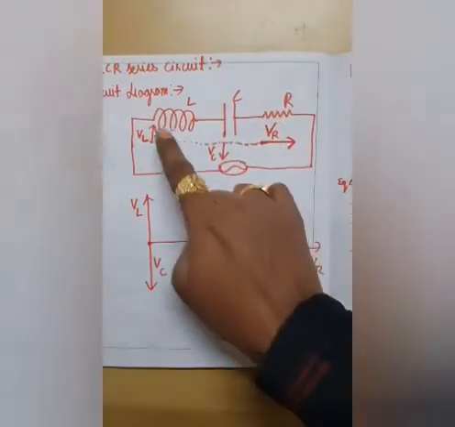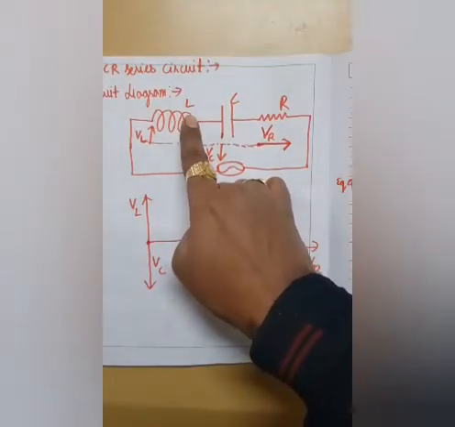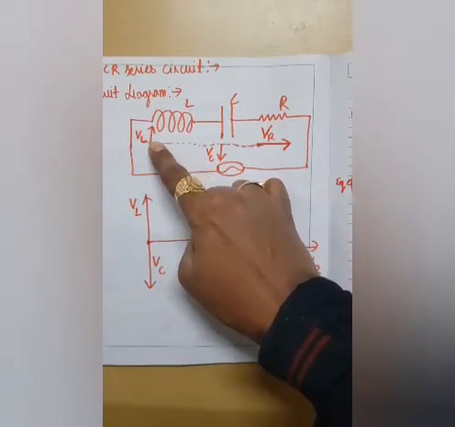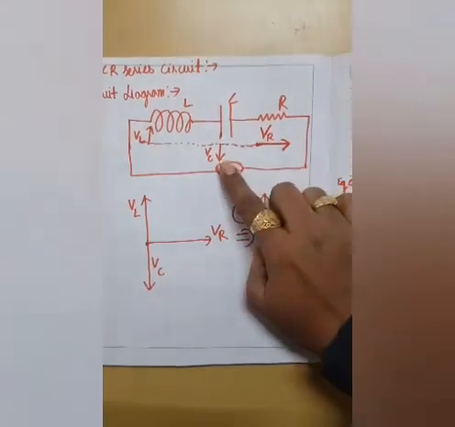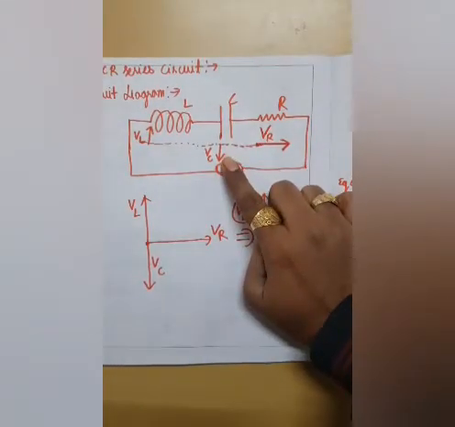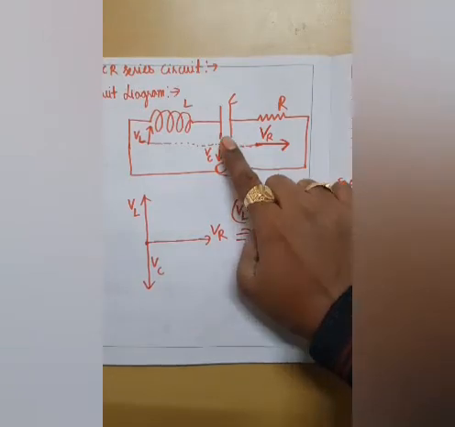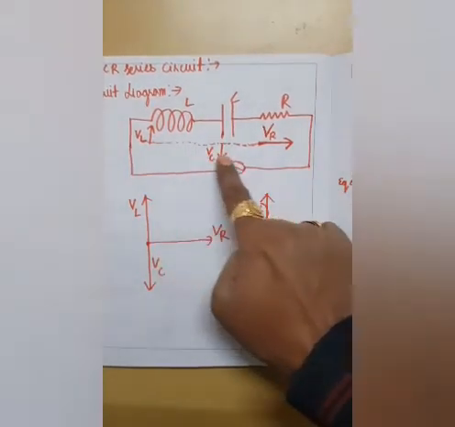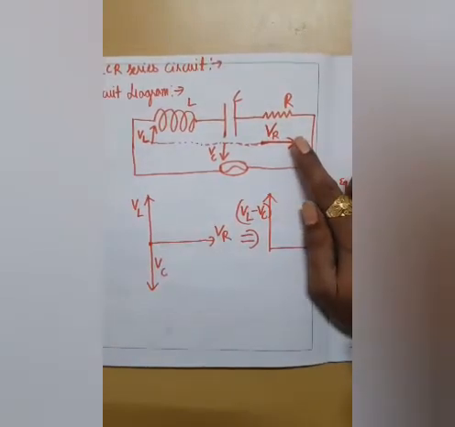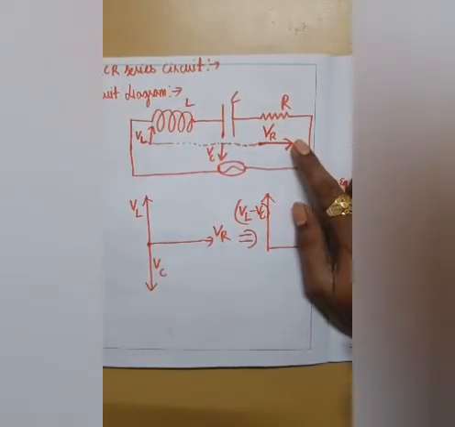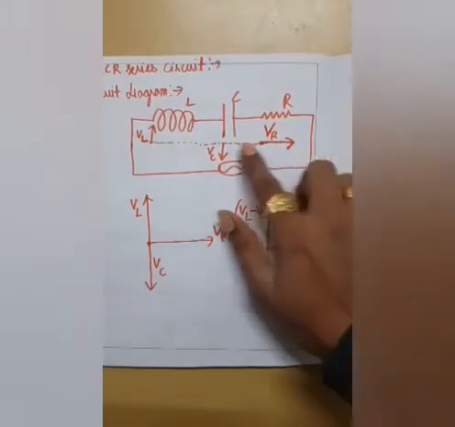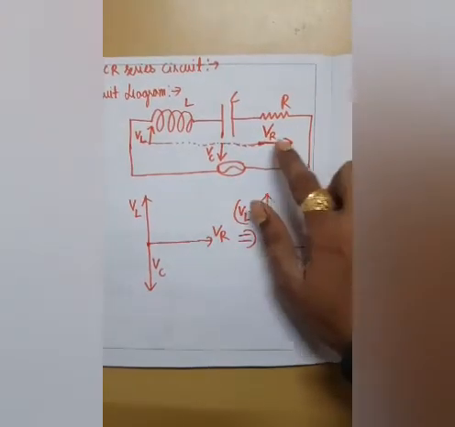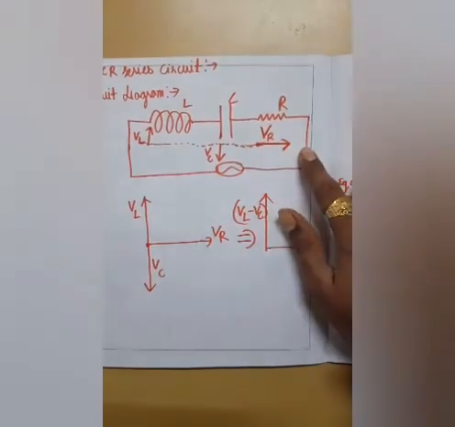But in case of L, that is inductor, voltage leads current by phase 90. So I have made the arrow in this way. In case of capacitor, voltage lags behind current by phase 90. So I have made it in downward direction if, for example, current is flowing in this way. And voltage across a resistor would be in phase, that is the current and voltage both are in the same phase. Therefore, if current is moving like this, voltage is also in the same direction. So I have made the arrow accordingly in the direction of current only.